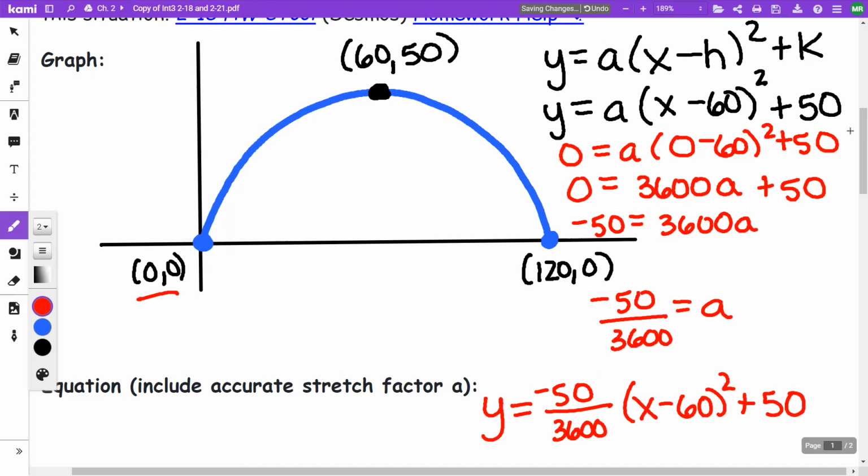Then I know they ask us about domain. I'm just going to keep it on this section of it. The domain is your x's. In this situation, your domain goes from 0 to 120. That's where it goes. Your range goes from 0 to 50 in this situation.